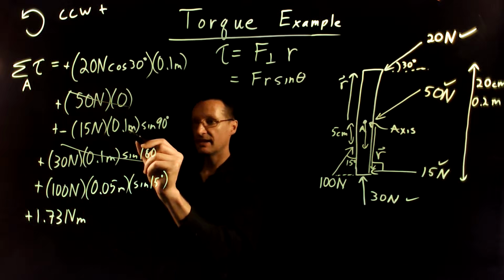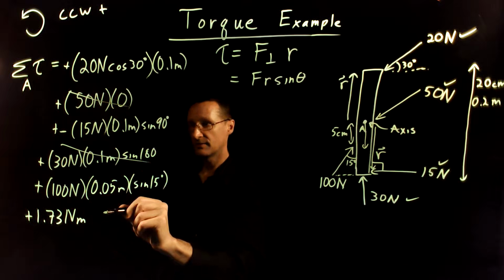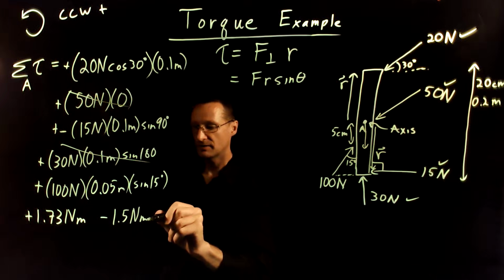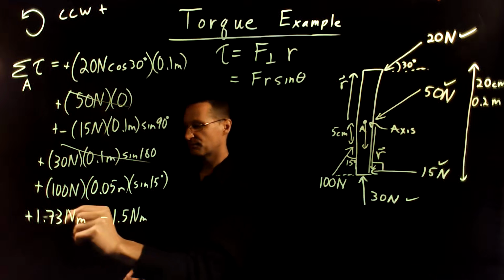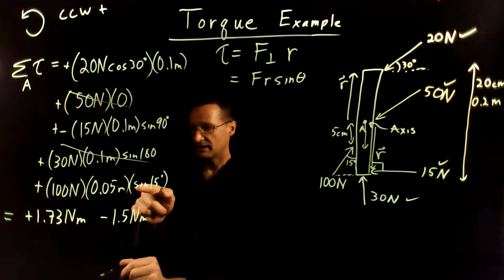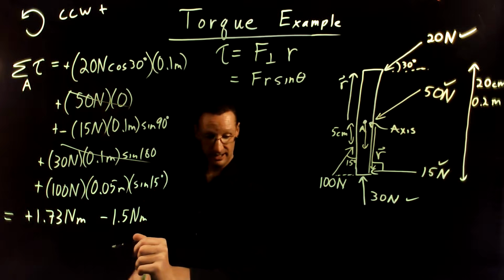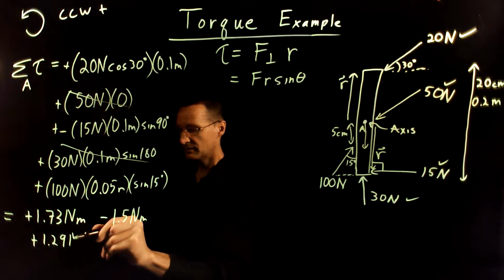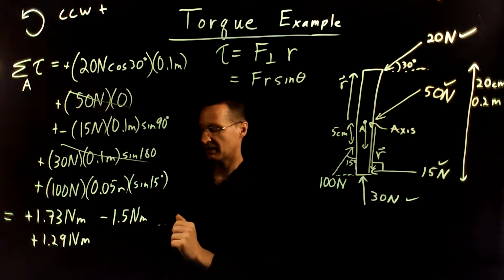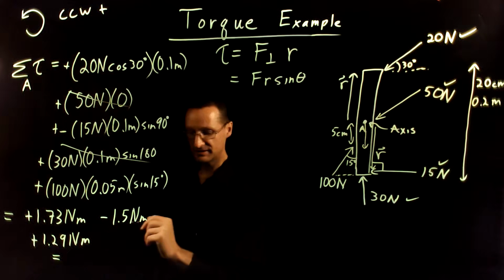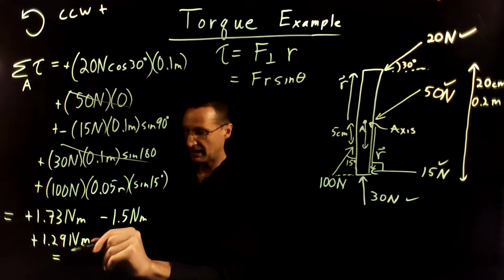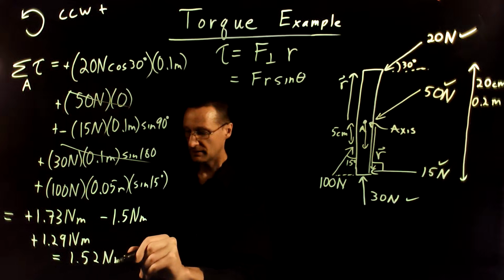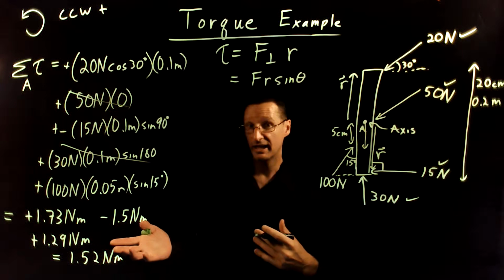This one is a negative 1.5 Newton meters. And then this last one, if I multiply that one together, I get a positive 1.29 Newton meters, because that is a positive torque. And when I add up all these together, I get positive 1.52 Newton meters. And so at the end of this, you might think, okay, I got my number.